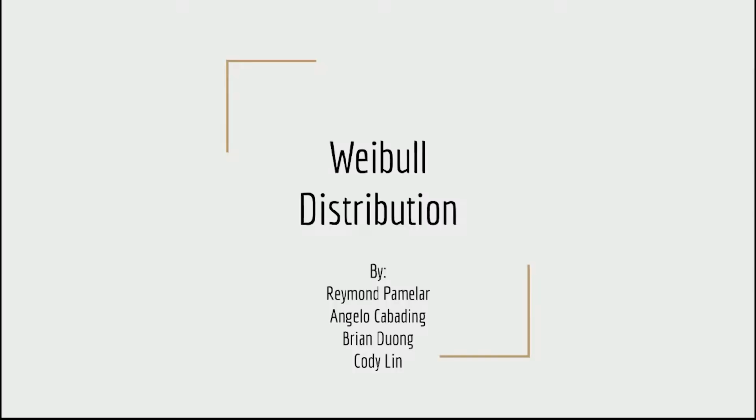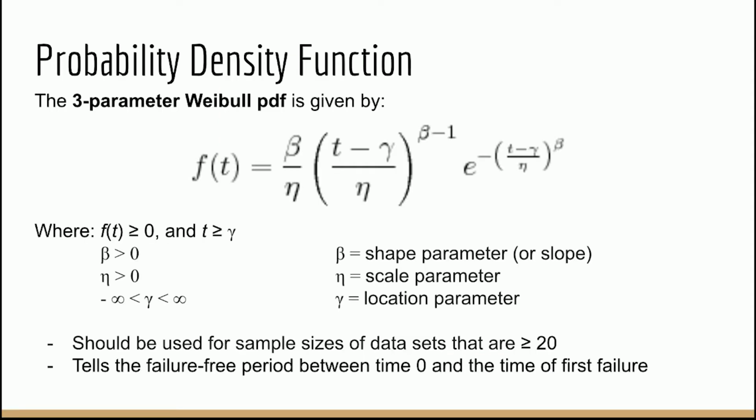For this video, we are talking about the Weibull distribution, which is a continuous probability distribution commonly used for modeling a product's failure rate distribution over time. It can also be used for assessing product reliability and to analyze life data or survivability. So we're going to go over three distributions: a 3-parameter, a 2-parameter, and a 1-parameter. First, we're going over the 3-parameter Weibull distribution.